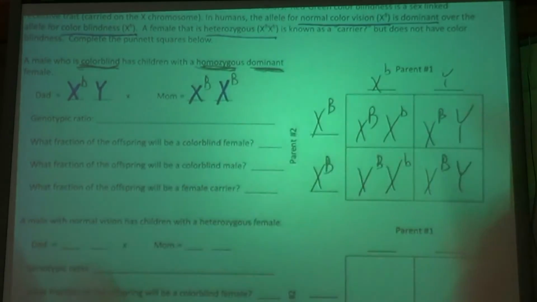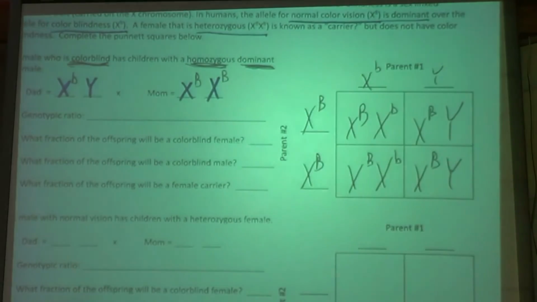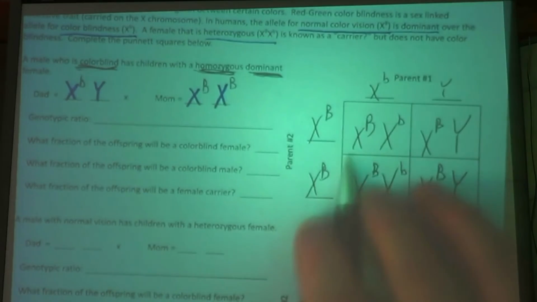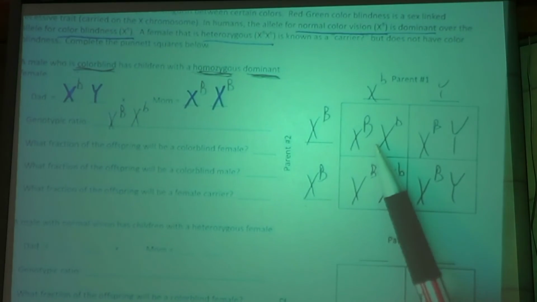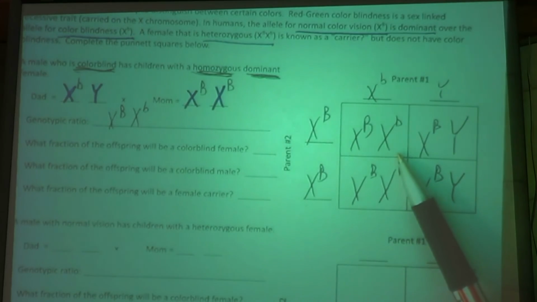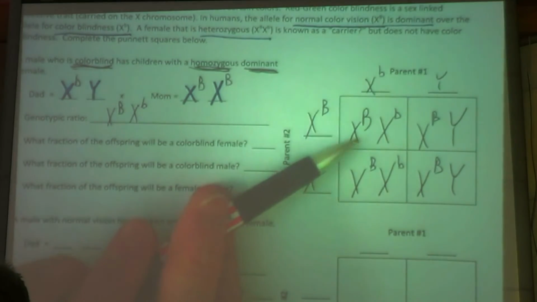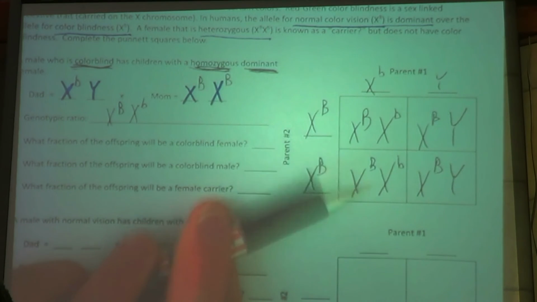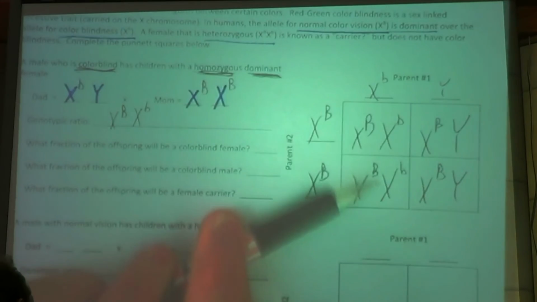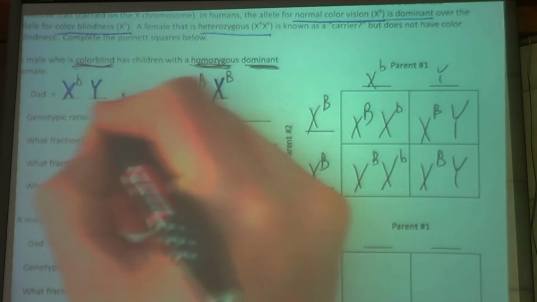So now we're looking at genotypic ratios. Of the four, what are all the possible letter combinations we have? The first one is X big B, X little b. So we have one box that looks like this. Are there any other boxes that look exactly like that one? Yes, right? It's this one. This one and this one are genetically identical in terms of genotypes. So out of the four, there's two out of four or one half.